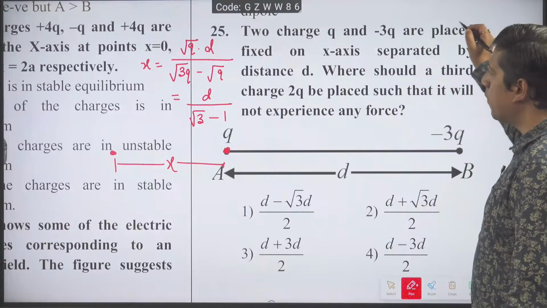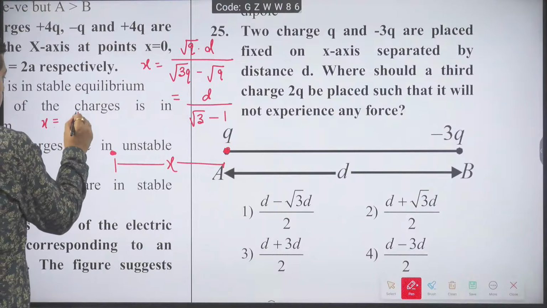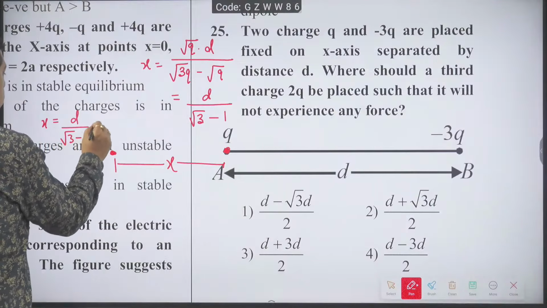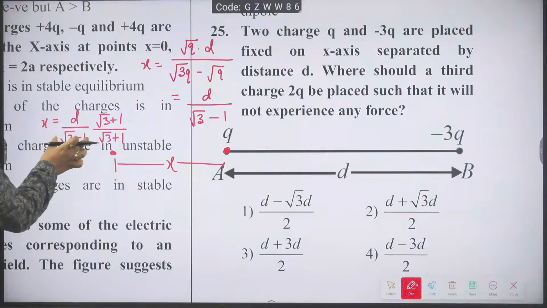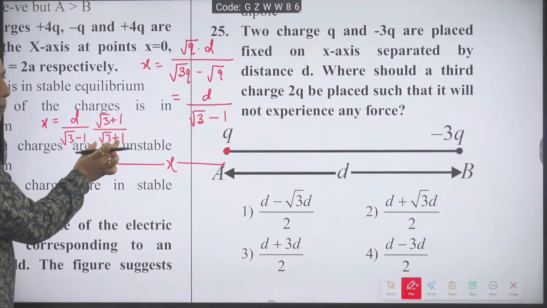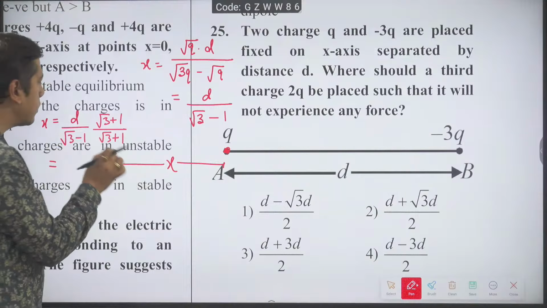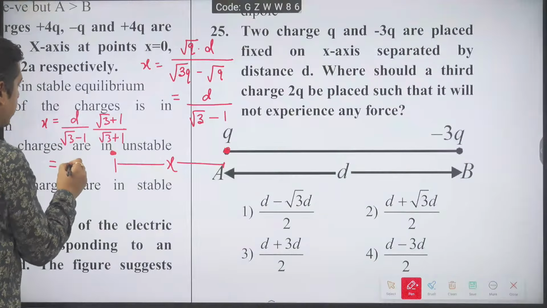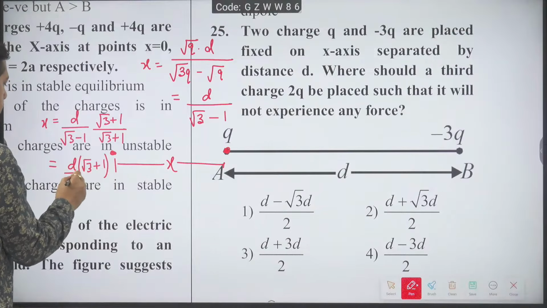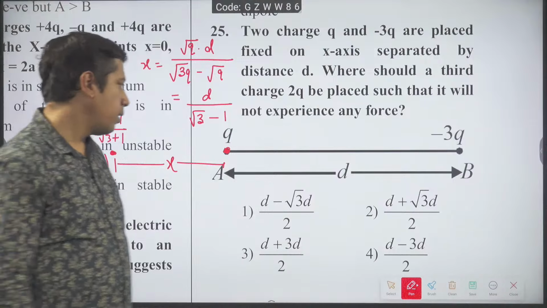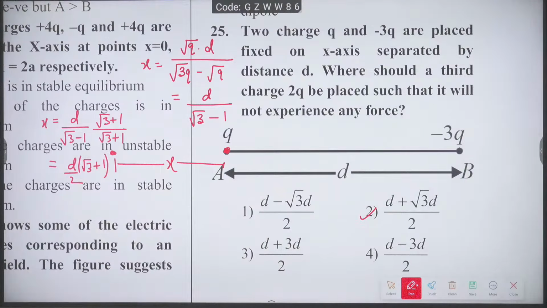See here. What we will do, we will multiply root 3 plus 1 and divide with root 3 plus 1. Now when you multiply root 3 minus 1 and root 3 plus 1, a plus b, a minus b, a square minus b square, which will be 3 minus 1, which is 2. So we'll get d into root 3 plus 1 by 2. Second option is correct.